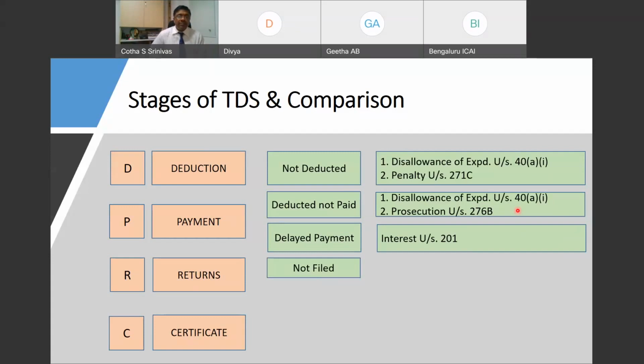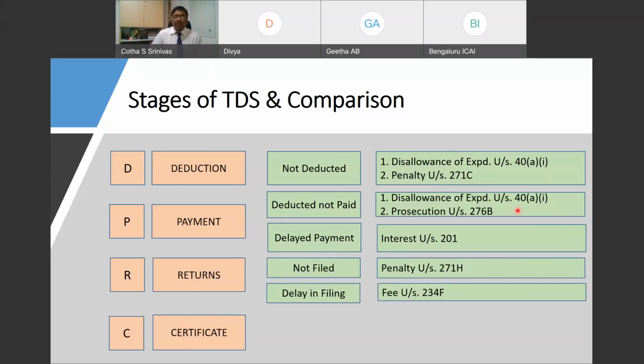The next one is that he has deducted and he has also paid, but he has not filed the returns. What happens? Penalty under section 271H will be attracted, which ranges from 10,000 to 1 lakh rupees. Now, it may not be a case of not filing the returns, but a delay in filing the returns. Then there will be a fee under section 234F, which we are all aware of, 200 rupees per day of delay.